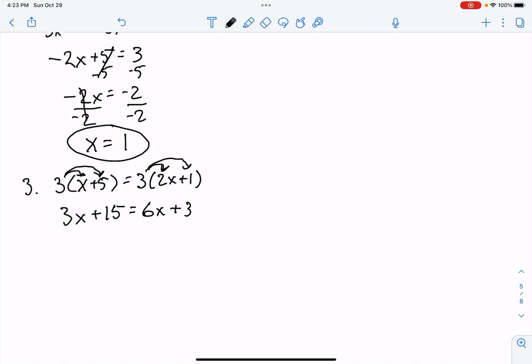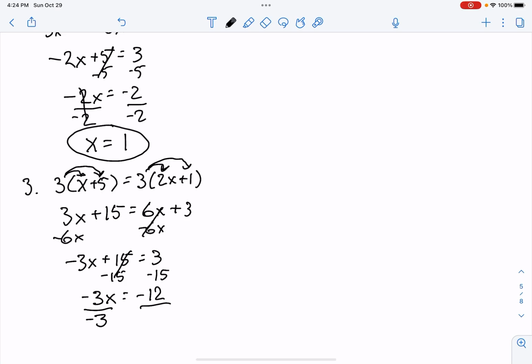Gather up your variables to one side, minus 6x, minus 6x. We're going to have negative 3x plus 15 is equal to 3. Nice little two-stepper, minus 15, minus 15. And negative 3x is going to be equal to negative 12. Divide by negative 3, divide by negative 3, and x is equal to 4.